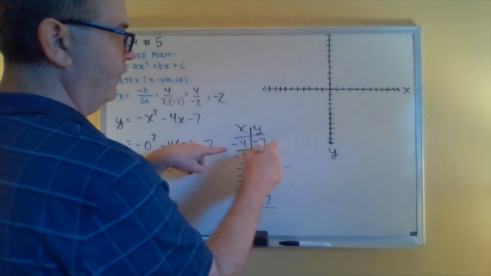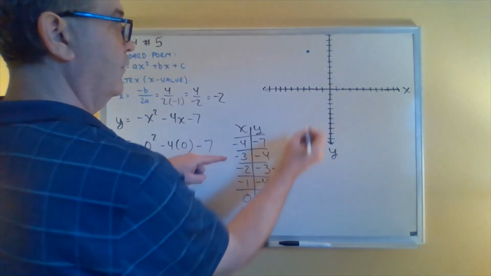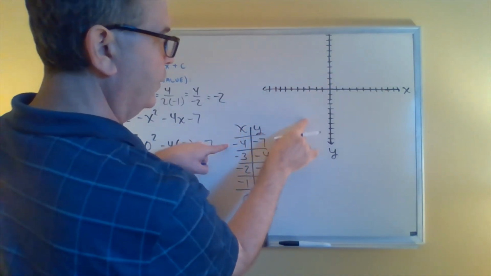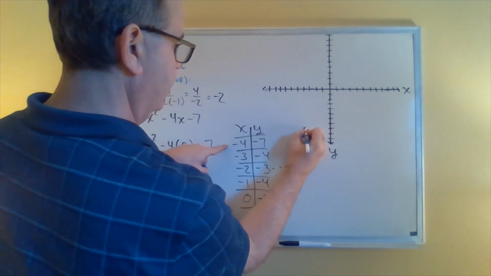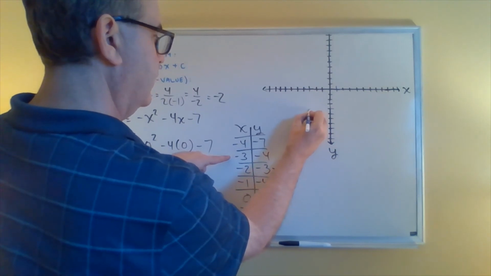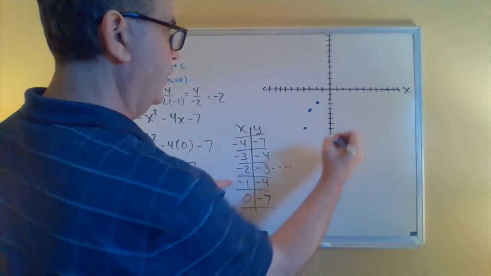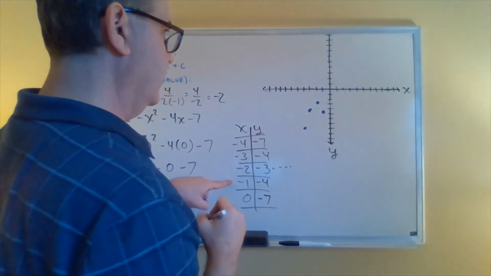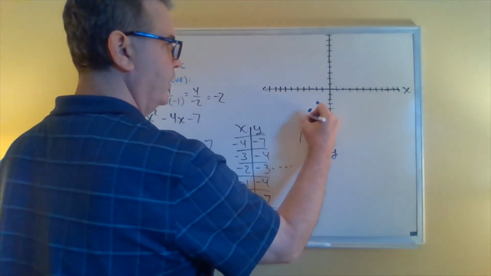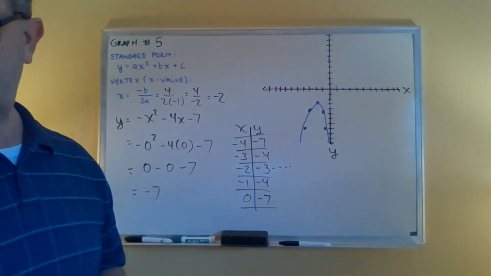I'm going to plot these on the graph now. So -4, -7 is right about here. -3, oh, no, it's not. That was +7. -4, -7 is going to be right about here. -3, -4 will be right here. -2, -3 will be right there. -1, -4 right there. And finally 0, -7 right there. So there are my 5 points. I'm going to connect the dots, and there is my graph for number 5.